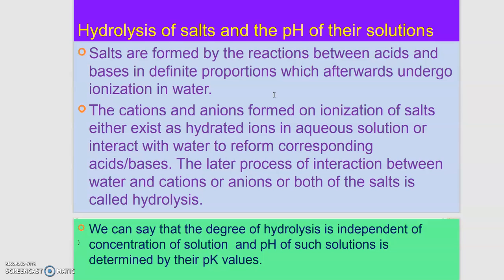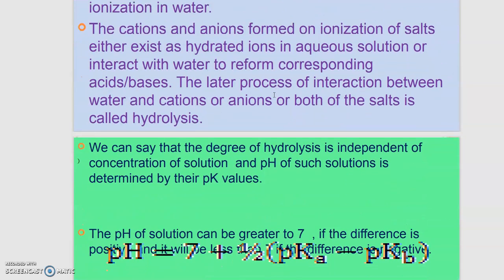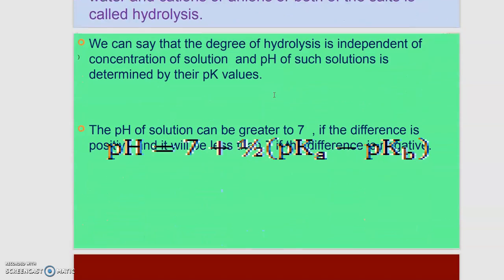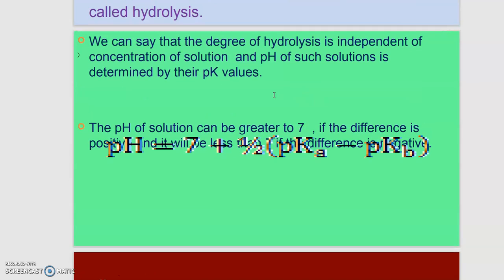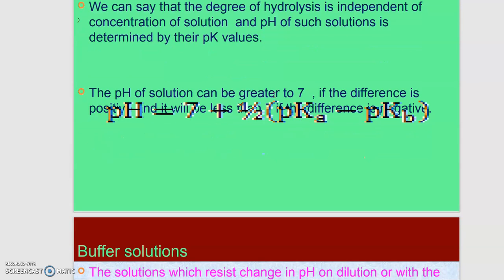The latter process, the interaction between water and the cations or anions or both of the salt, is called hydrolysis. The degree of hydrolysis is independent of the concentration of the solution, and the pH of the solution is determined by the pK value.